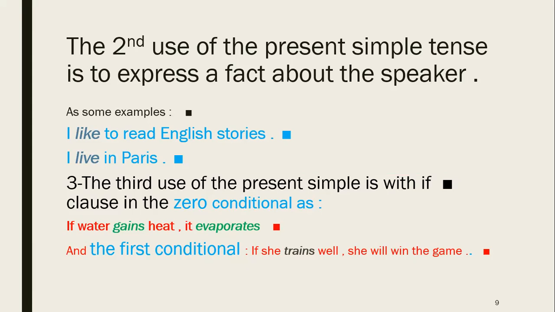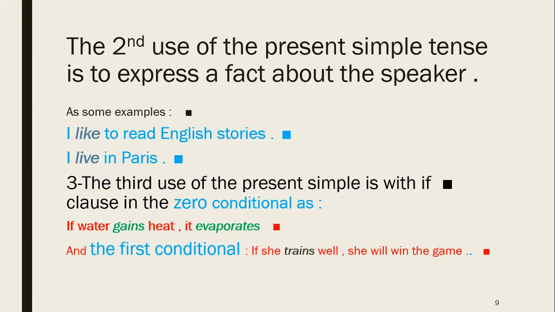I like to eat apples. I live in Paris. This is another fact about me. I'm talking. This is another fact about me, about the speaker. So the second use of the present simple is to express facts or truth about the speaker, about someone.